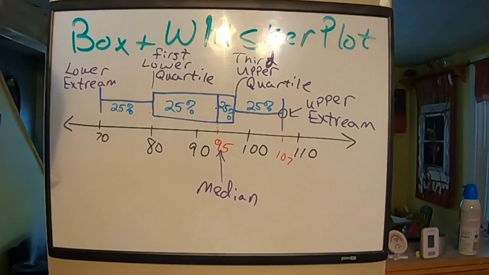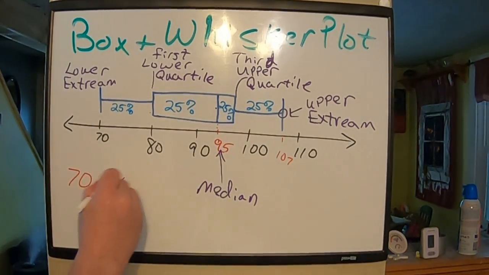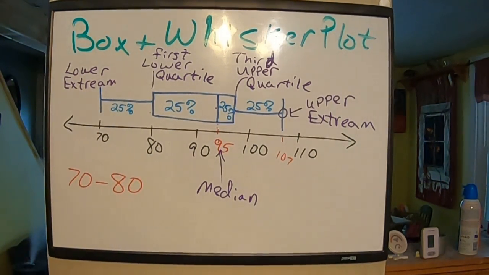Now, here's another kind of answer or question that you might be asked, and that is between what two values of data is the bottom 25% of the data? And you would say between 70 and 80 is the bottom 25% of the data.